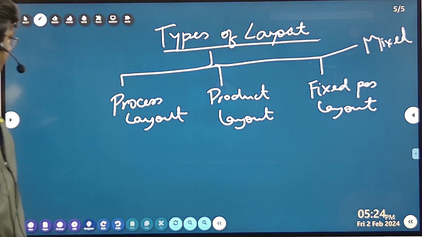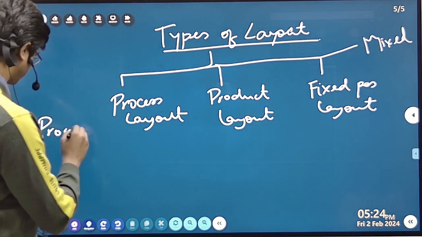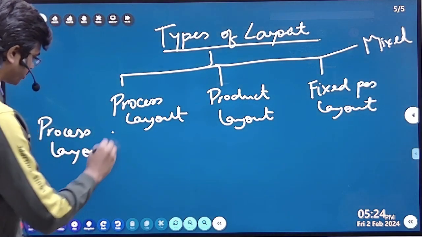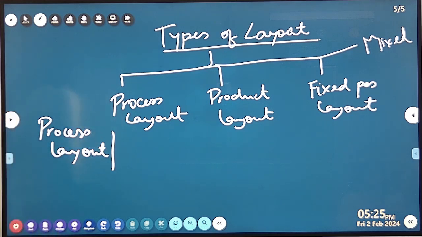Okay. Coming to process layout. Process layout is also called functional layout.